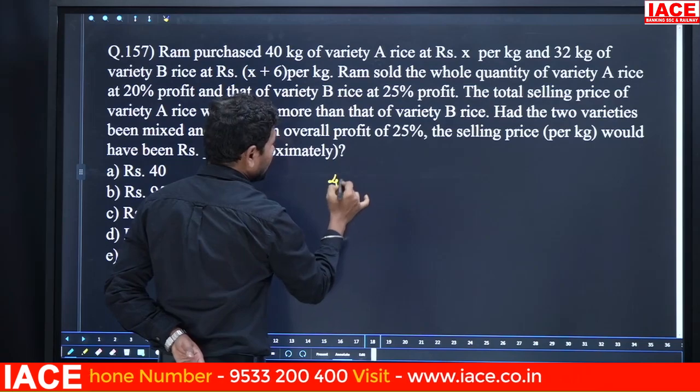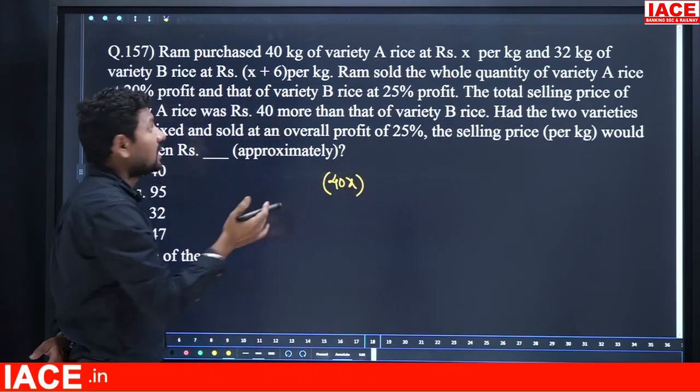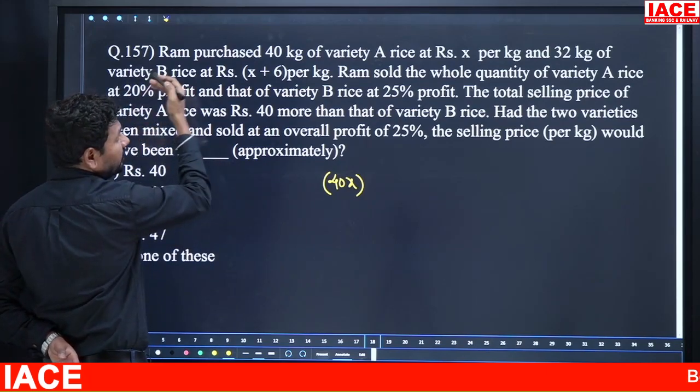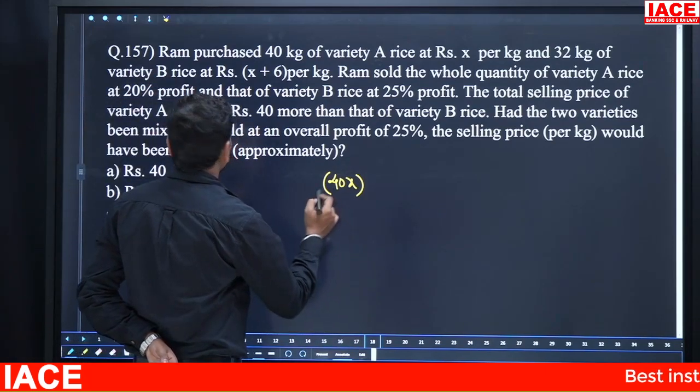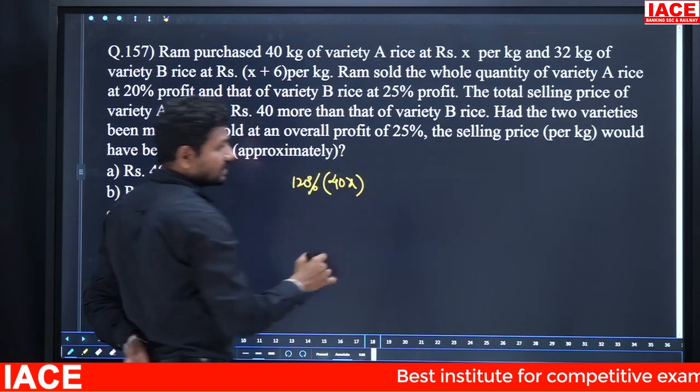It becomes 40x. The total product value becomes 40x, and he is taking the 20% profit. 20% profit means it becomes 120%. This is the total selling price of product A.